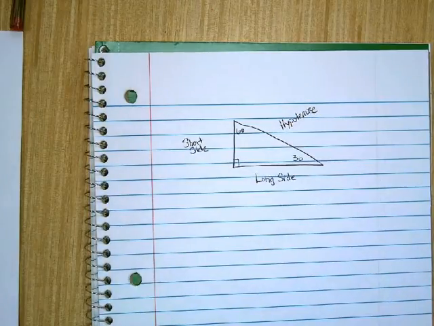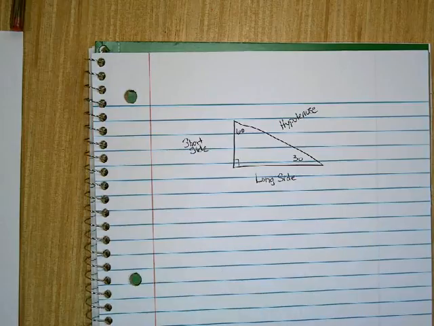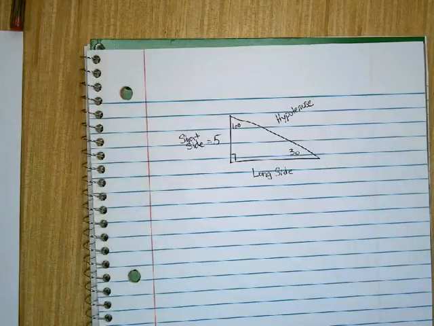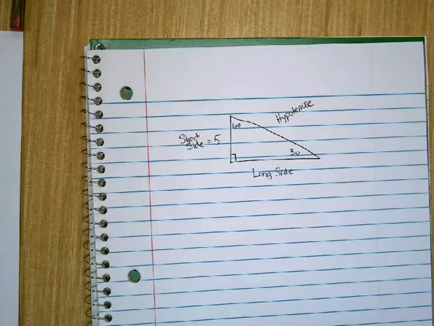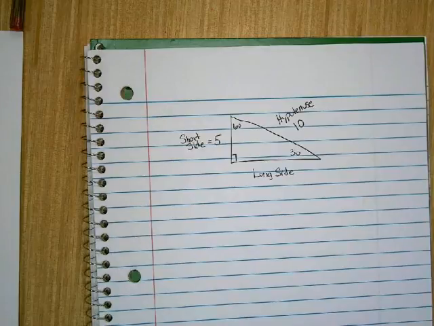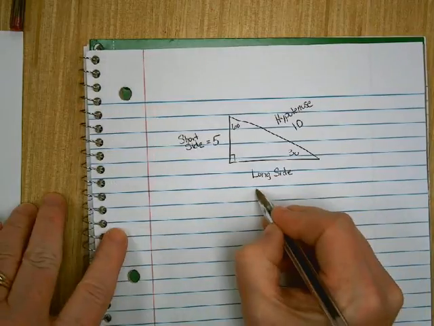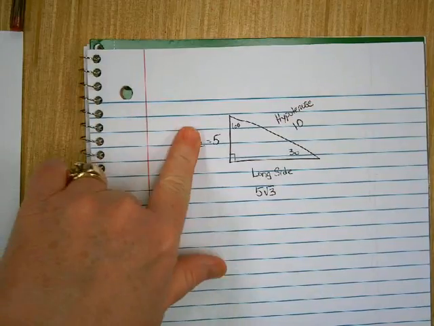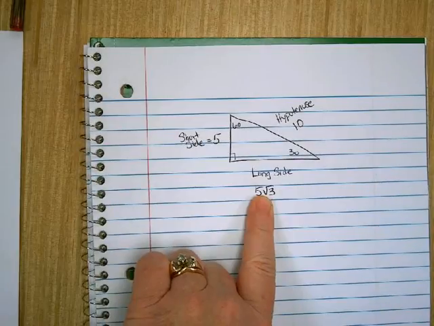How are these things related? Who remembers how they're related? Like if I told you the short side was 5, is there another side that you could tell me right off the bat? What's the long side? That's the hypotenuse. And this one's 5 square root of 3. That relationship is the same in every 30, 60, 90. If you know the short side, multiply it by the square root of 3 to get the long side. Multiply it by 2 to get the hypotenuse.